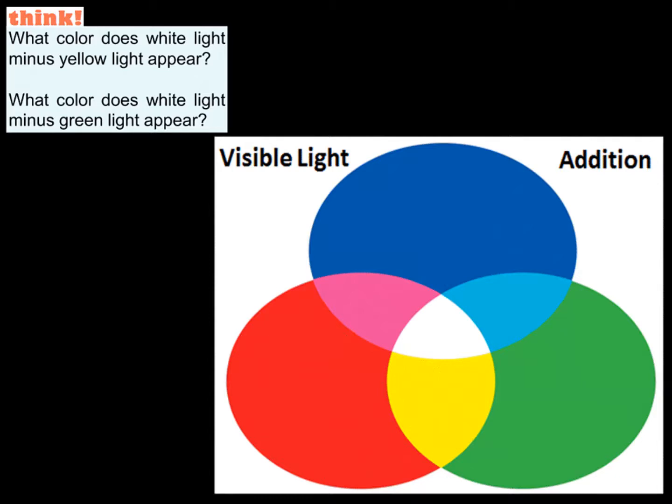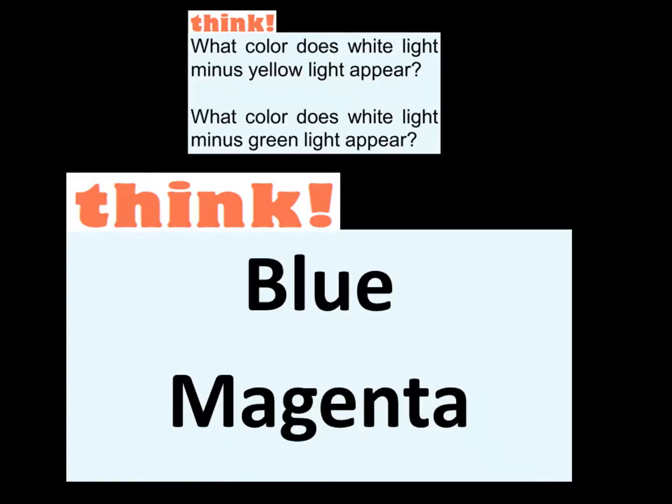What color does white light minus yellow light appear to be? What color does white light minus green light appear to be? And again, this is by subtraction, actually, is what we're starting to get into. So the answers to this are, as I suspected, blue and magenta. So you may want to go back and qualify that.